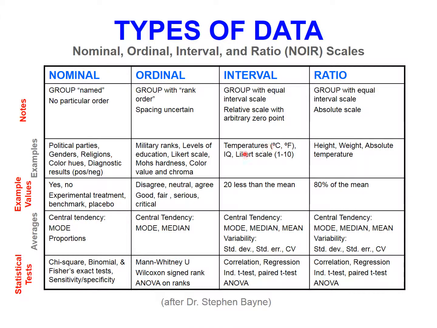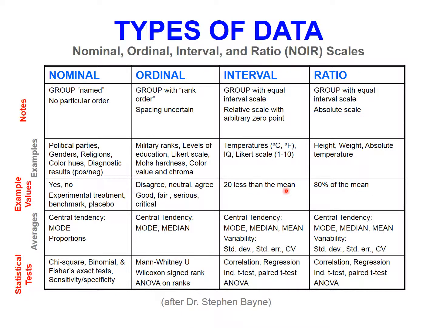IQ is another example, and then more detailed Likert scales where we ask someone to rate their current pain level on a scale of 1 to 10 would be an interval, because we're assuming that if they put 3 instead of 2, that's equal to the change that they would be expressing if they said 2 instead of 1. So an example of interval data would be you could have a patient with a value that's 20 less than the mean for the group of patients.